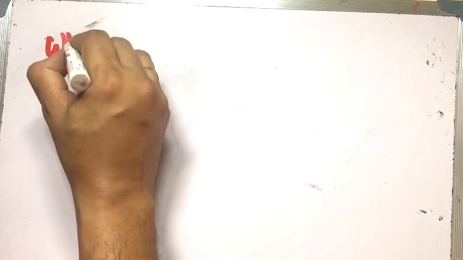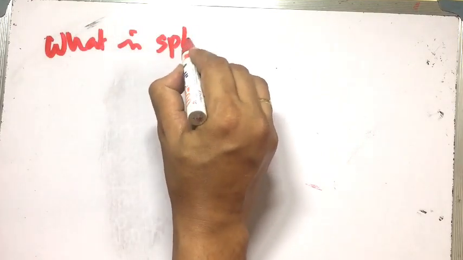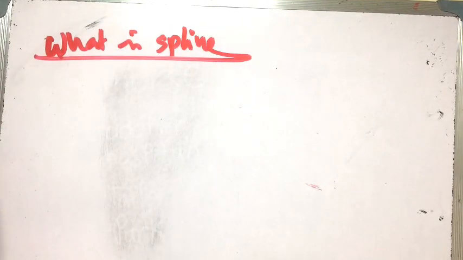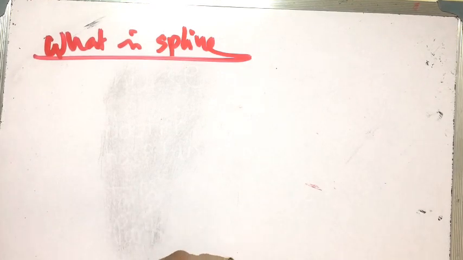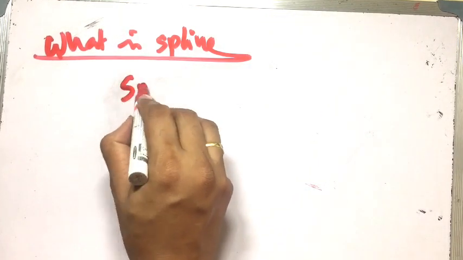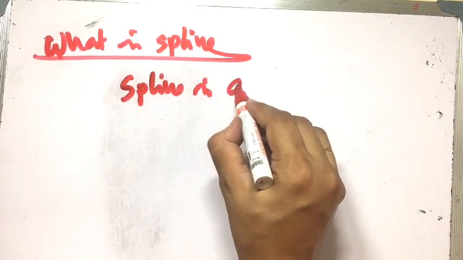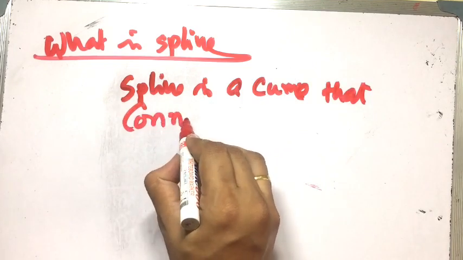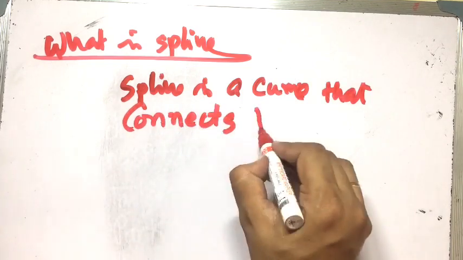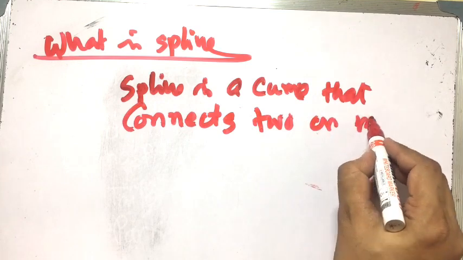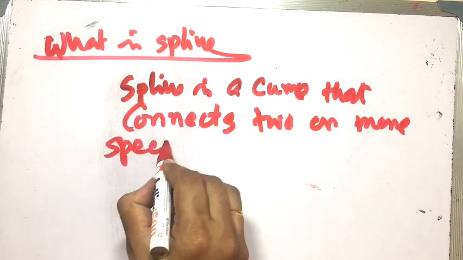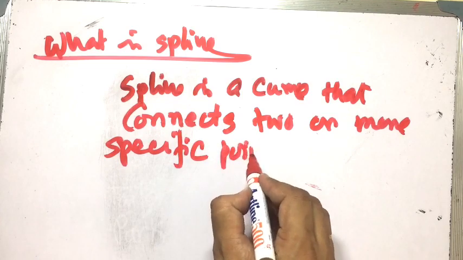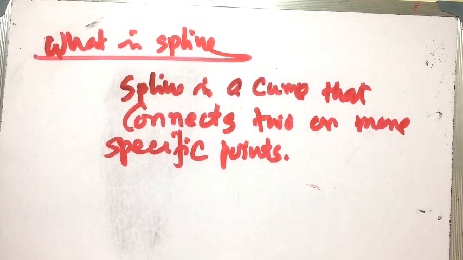Next question. What is spline? The question is, what is spline? A spline is a curve that connects two or more specific points.